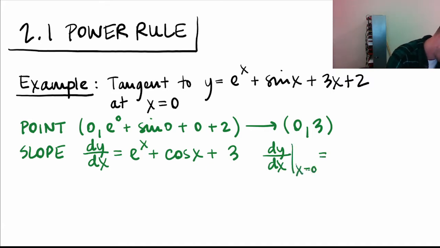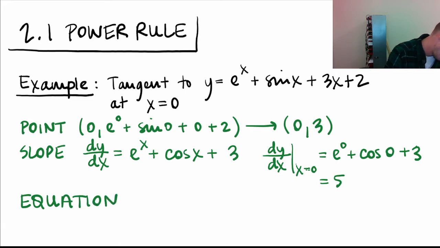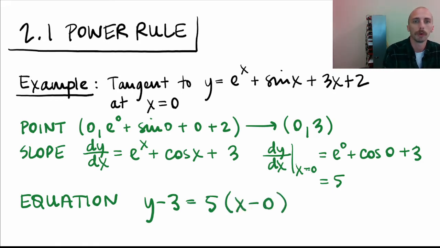So I'm going to plug in x equals 0. And that's going to equal e to the 0 plus the cosine of 0 plus 3. Okay, again, we know that e to the 0 is 1. Cosine of 0, that's also 1, and you should know that. And so that's 1 plus 1 is 2, and 3 is going to be 5. Okay, but now that I've got a point, (0, 3), and I've got a slope, 5, I'm ready to write the equation. And the equation is going to be y minus the y coordinate is equal to the slope times x minus the x coordinate. Okay, and we've written ourselves an equation for a tangent line. That's great. Let's move on to the product and quotient rules.